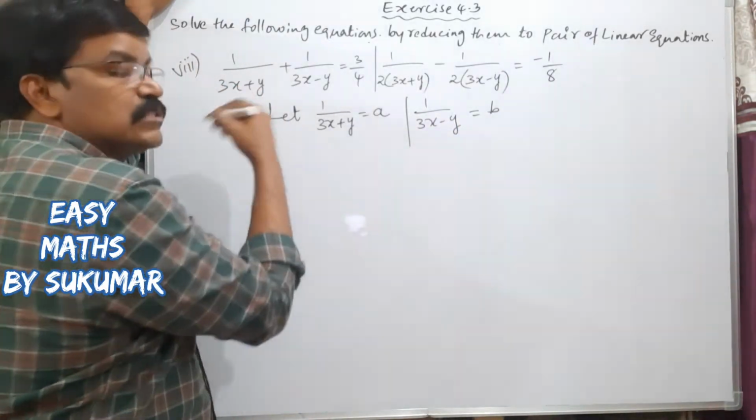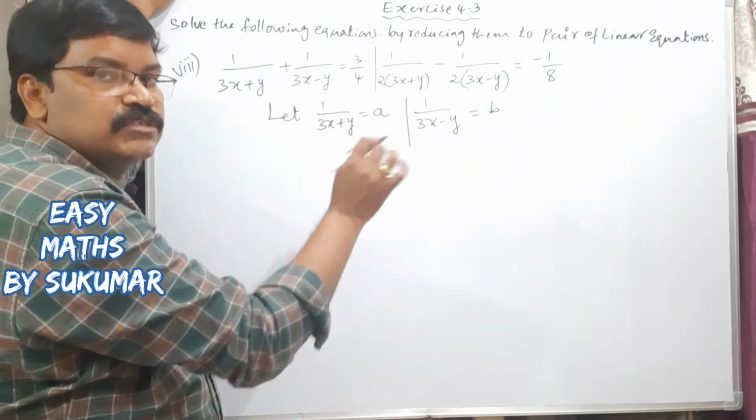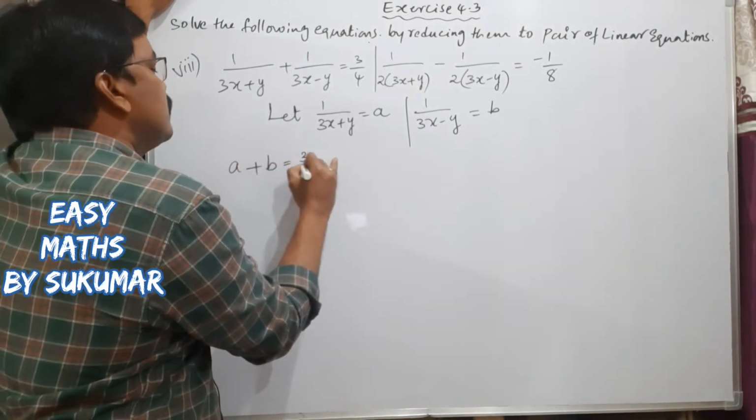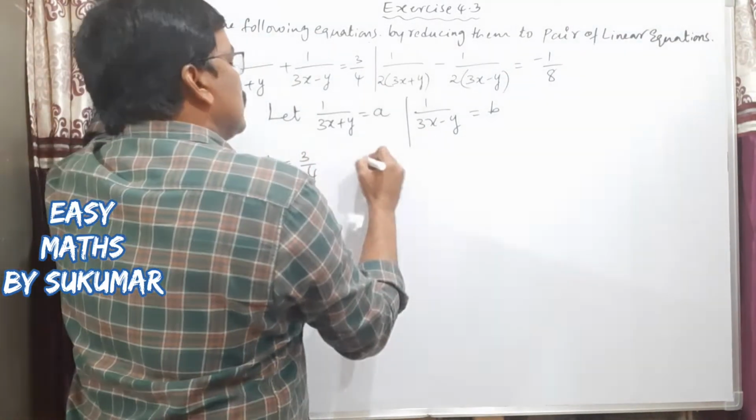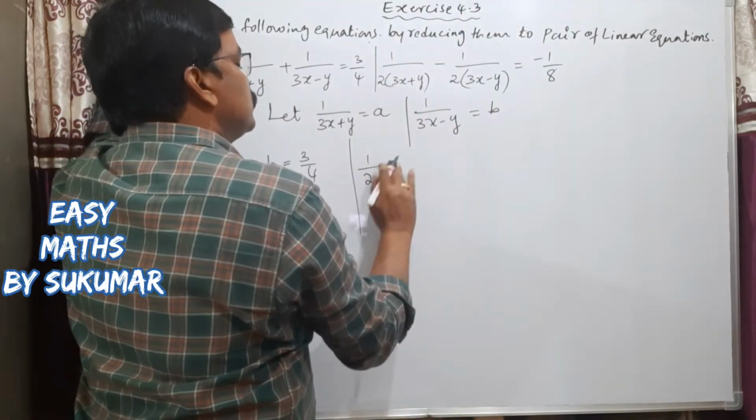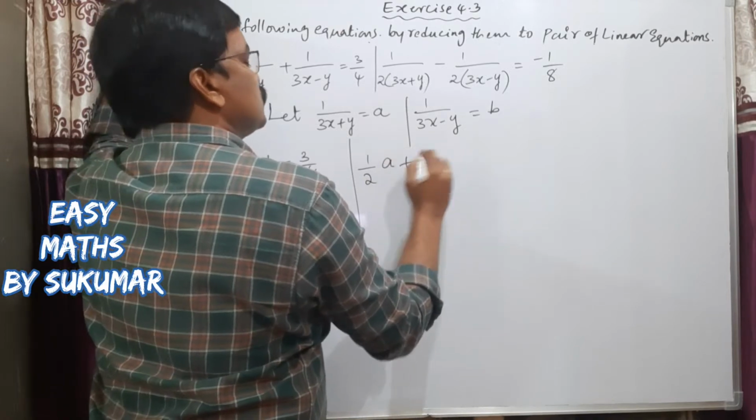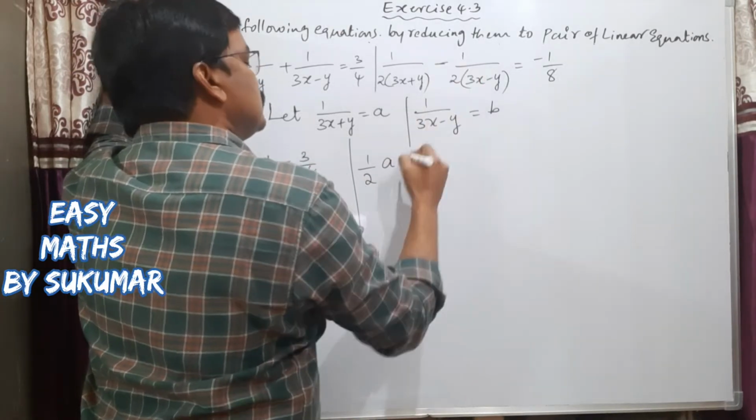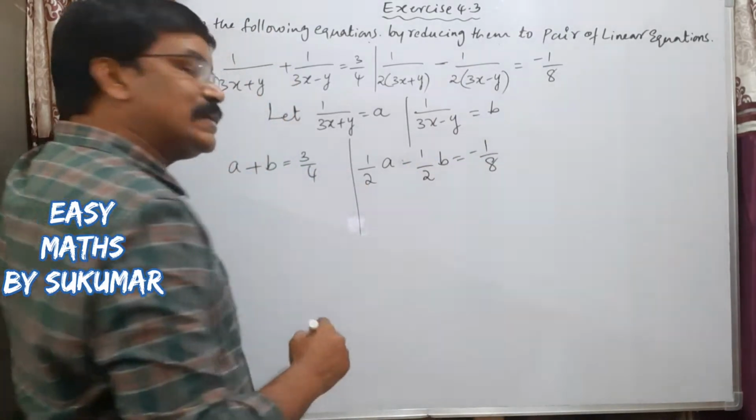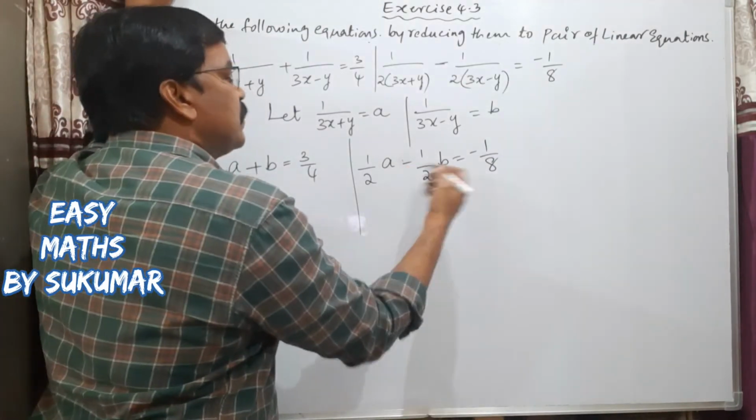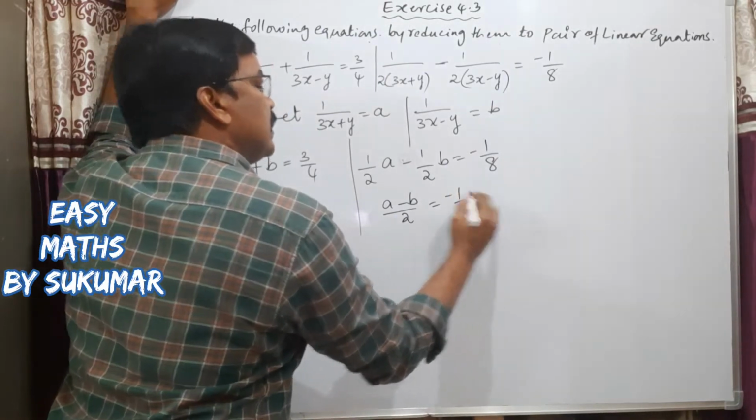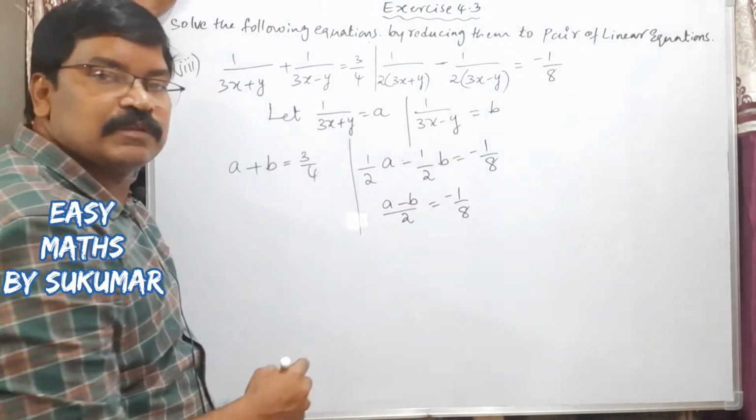Okay. Now, those two given equations have been changed to what? a plus b is equal to 3 by 4, and from the second equation, 1 by 2 into a plus, sorry, minus, here minus is there. So, minus 1 by 2 into b is equal to minus 1 by 8. Okay, let us just simplify here. This is a minus b by 2 is equal to minus 1 by 8.